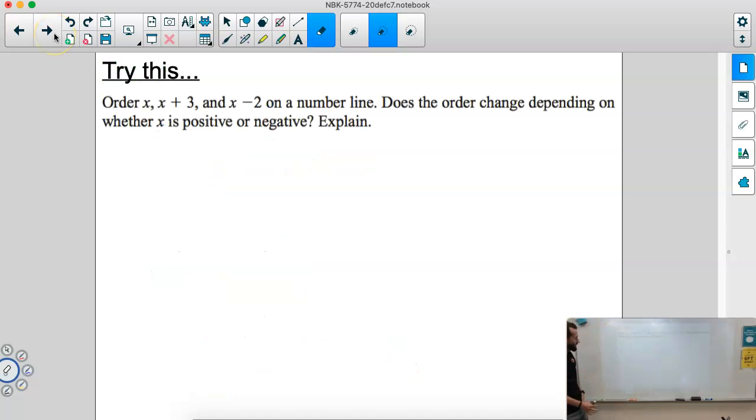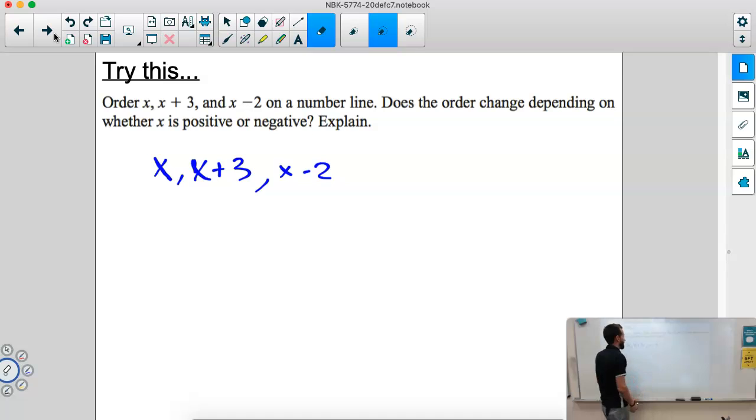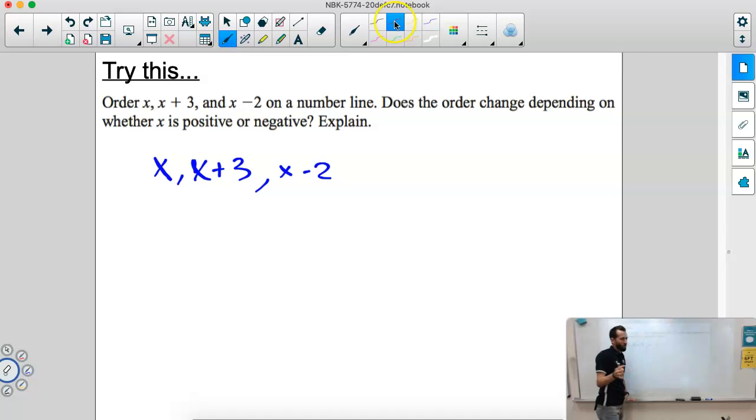At the end, I've been having these You-Tries. I do want you to try to figure this out. It says, does the order change depending on whether x is positive or negative? So these are numbers. You've got x, and then x plus 3, and then x minus 2. And they're saying put those on a number line. So here's the deal. What I would encourage you to do is pick a number. Pick a number like 5 or 3 or 2. Don't pick the number 0 or 1. But pick another number. Let's just say we pick 5 and plug it in here. What if I plug in 5? I would get 5, I would get 8, and I would get 3.